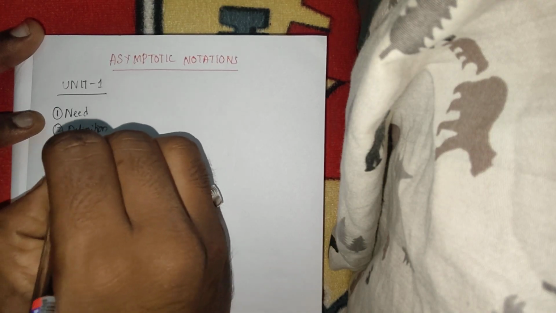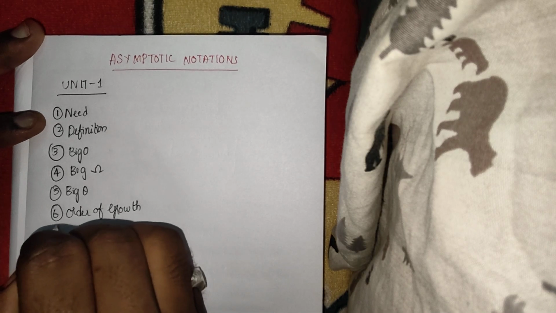So Unit 1, asymptotic notations. Now we're going to explain the need of it, definition, big O, big omega, big theta, order of growth, and semester questions.